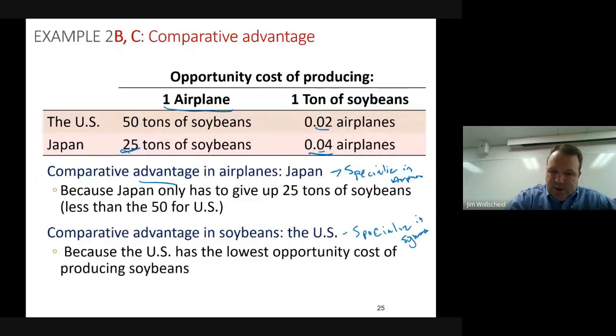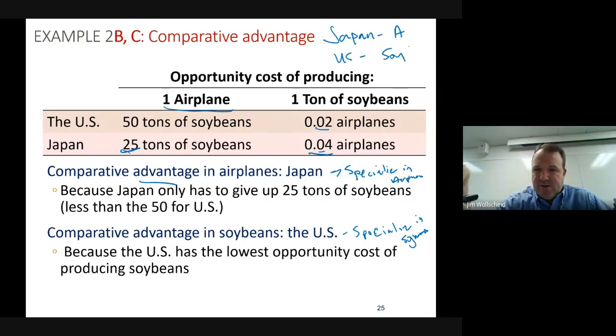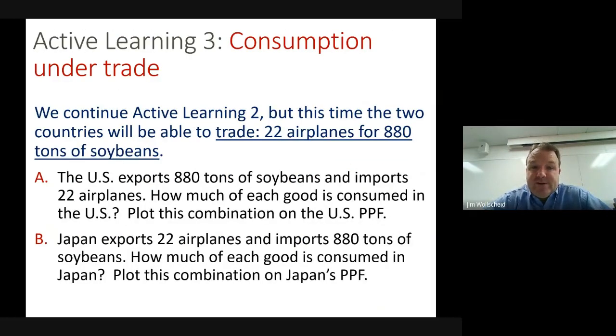All right, so now we know what the countries will produce. Even though the US is richer, Japan produces airplanes, the US produces soy. So we have our example. We know what they're going to produce now. That still hasn't shown that they're better off from trade. So finally, we're going to have to do part 3. How do we look at the consumption under trade? How do we prove that we get to a point where the US can consume more than they could before?